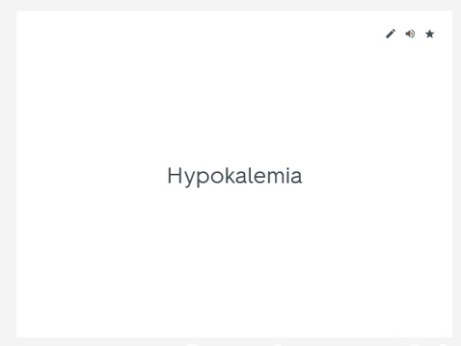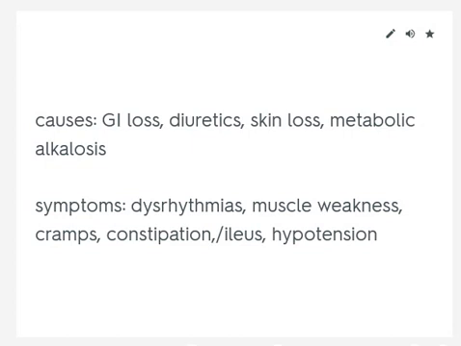Hypokalemia. Causes: GI loss, diuretics, skin loss, metabolic alkalosis. Symptoms: dysrhythmias, muscle weakness, cramps, constipation/ileus, hypotension.